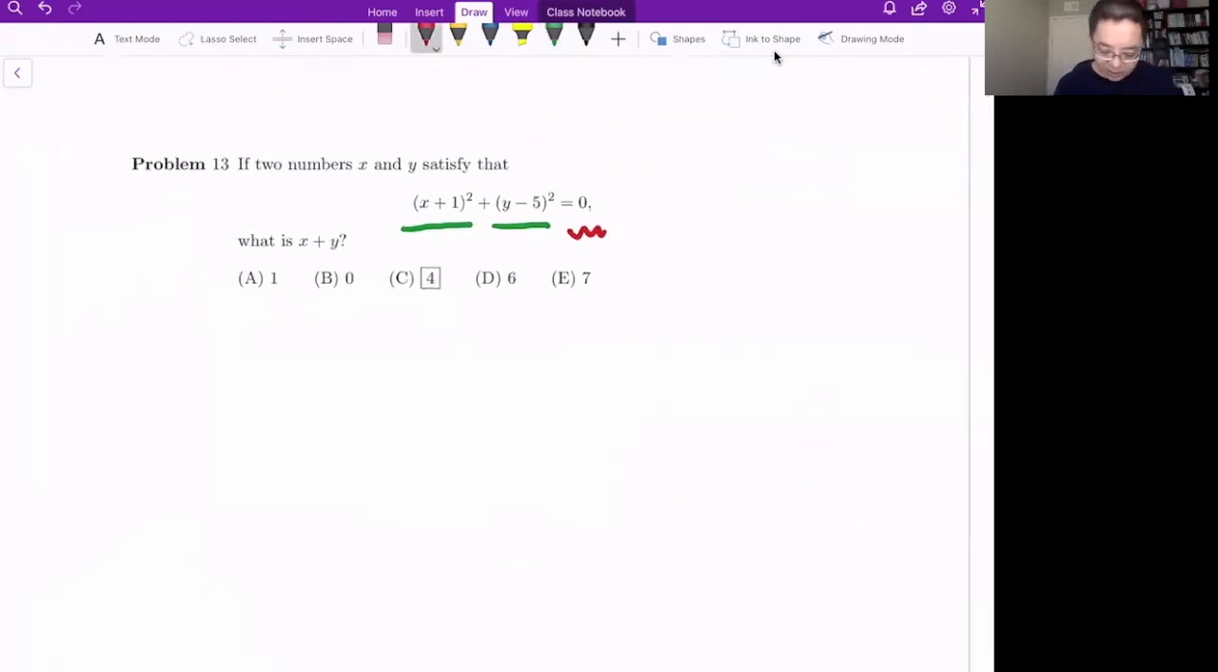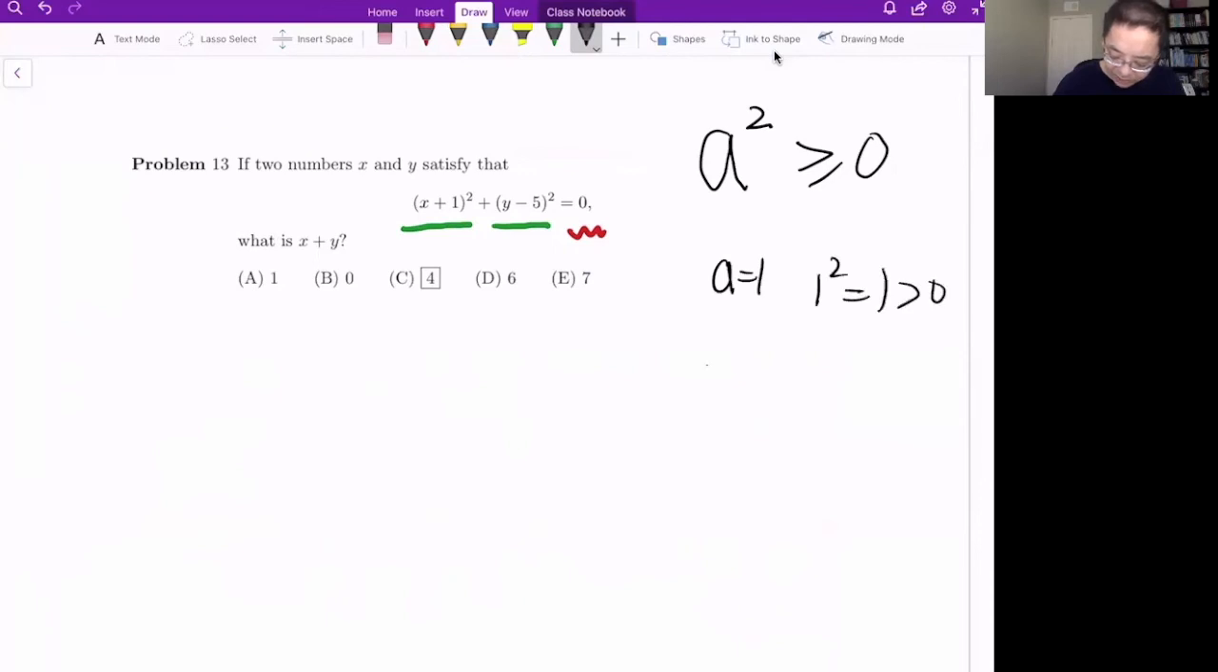Now why is this special? Because for any square, if I have any a squared, this is always non-negative, right? Because you think of if a is positive, say a is 1, so 1 squared is 1, which is positive. They say, oh, we have a negative.